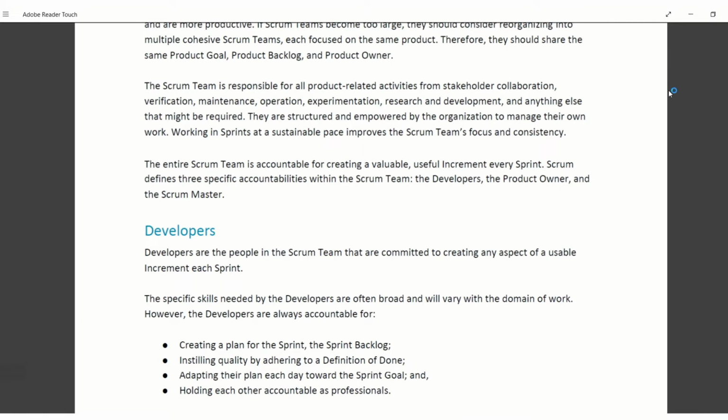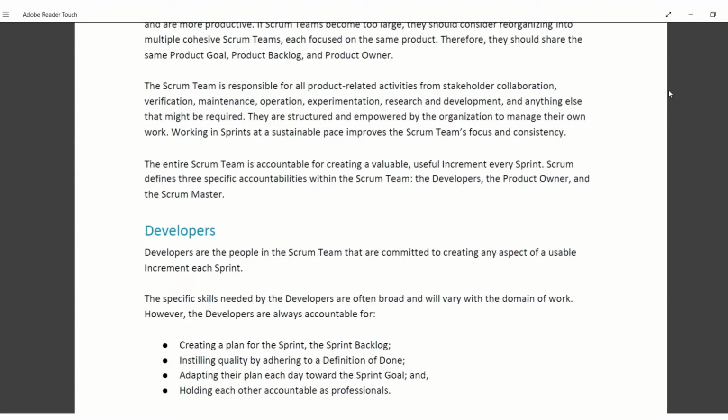The Scrum team is responsible for all product related activities from stakeholder collaboration, verification, maintenance, operation, experimentation, research and development, and anything else that might be required. They are structured and empowered by the organization to manage their own work. Working in sprints at a sustainable pace improves the Scrum team's focus and consistency. The entire Scrum team is accountable for creating a valuable, useful increment every sprint.